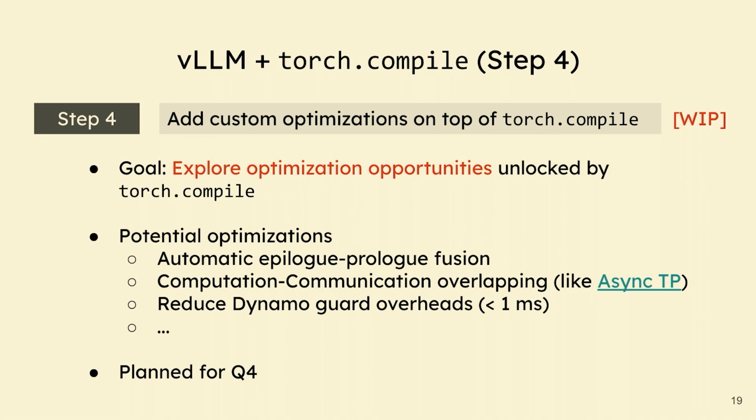Looking ahead in Q4, we want to explore further optimizations with Torch Compile. For example, we want to add some custom compiler passes for new types of operation fusion, like fusing the epilogs and prologs of the quantized kernels. So please stay tuned for this one.